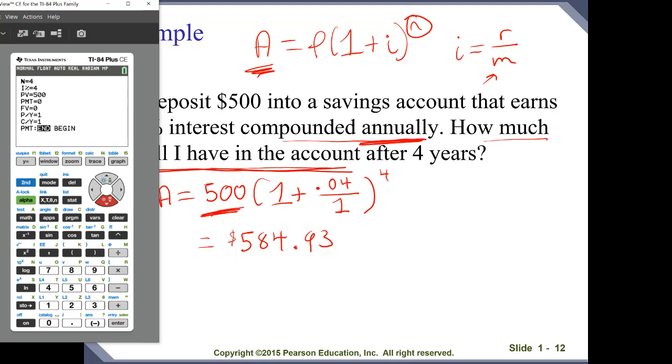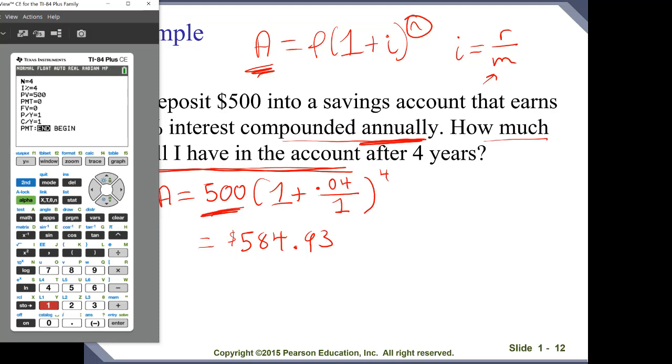PMT stands for payment. This is what we'll use when we figure out mortgage payments or payments for retirement accounts. We aren't going to use it for this because we aren't making regular payments into our savings account. FV is future value. That's what we want to find out. So we're going to come back to that.